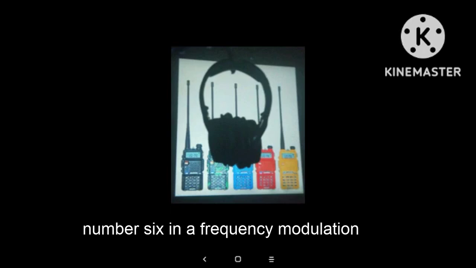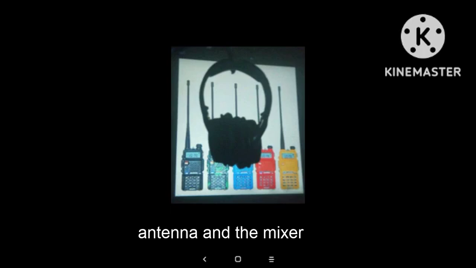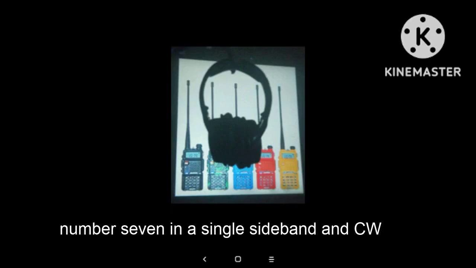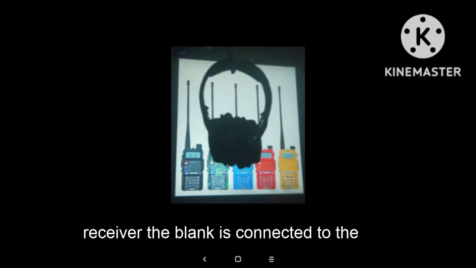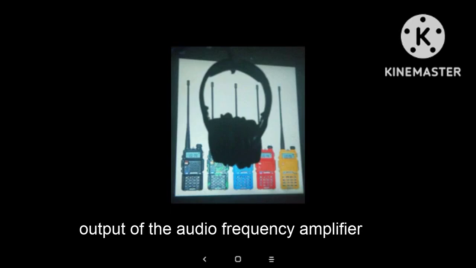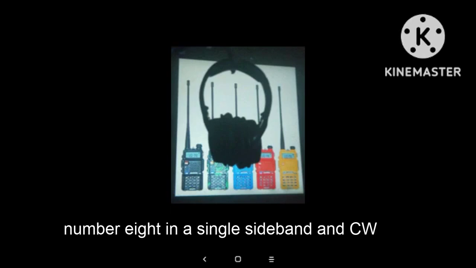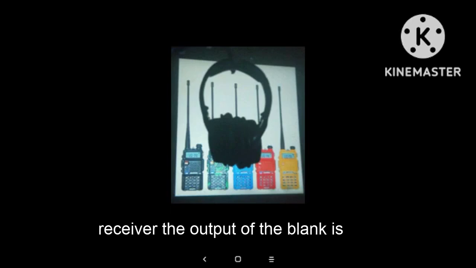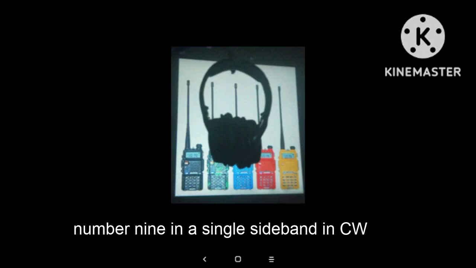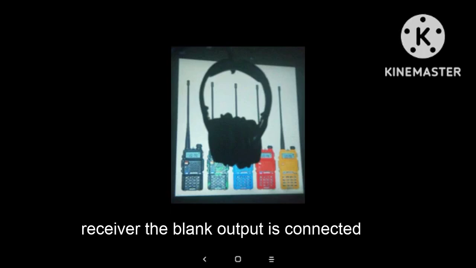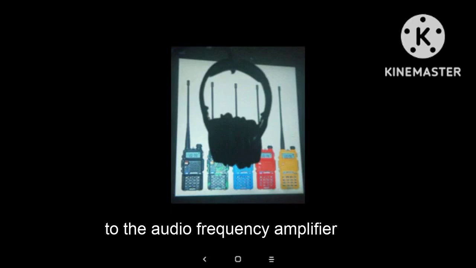In a frequency modulation receiver, the blank is in between the antenna and the mixer. Radio frequency amplifier. Number 7. In a single sideband and CW receiver, the blank is connected to the output of the audio frequency amplifier. Speaker and/or headphones. Number 8. In a single sideband and CW receiver, the output of the blank is connected to the mixer. High frequency oscillator. Number 9. In a single sideband and CW receiver, the blank output is connected to the audio frequency amplifier.